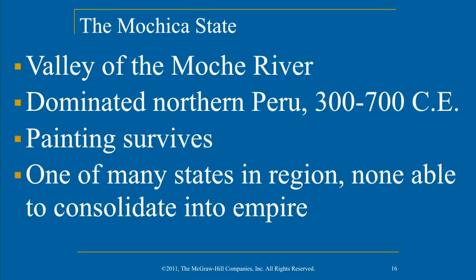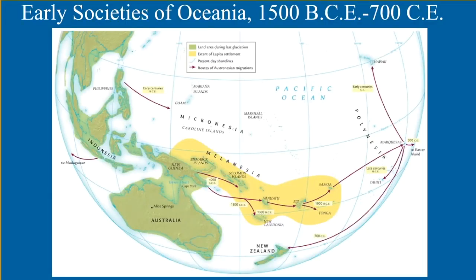We just know that by the end of the first millennium CE, around 900, 700, somewhere in there, most of the Mocha and other Andean societies just simply disappear.